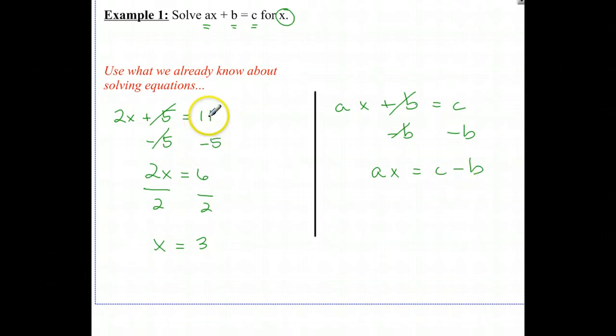Again, on the right-hand side over here, I was able to subtract 11 minus 5. For my actual problem, I can't because they're not like terms. I still want to isolate the x. I'm going to divide both sides by a, because I know that a over a will give me 1, just like 2 over 2 gave me 1. It leaves me with x is equal to c minus b all over a.